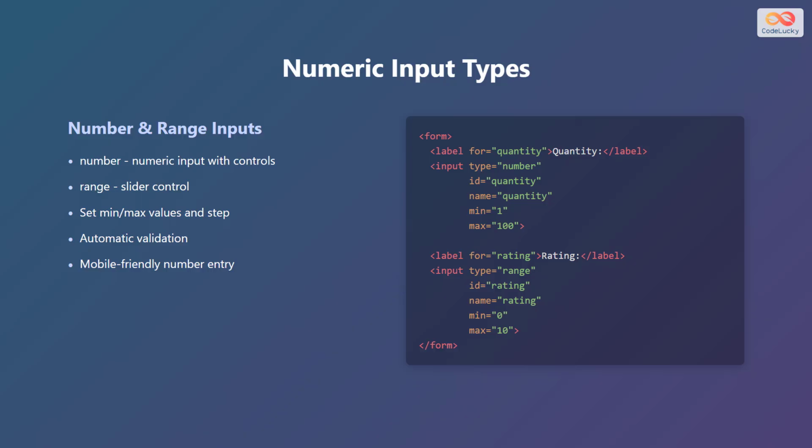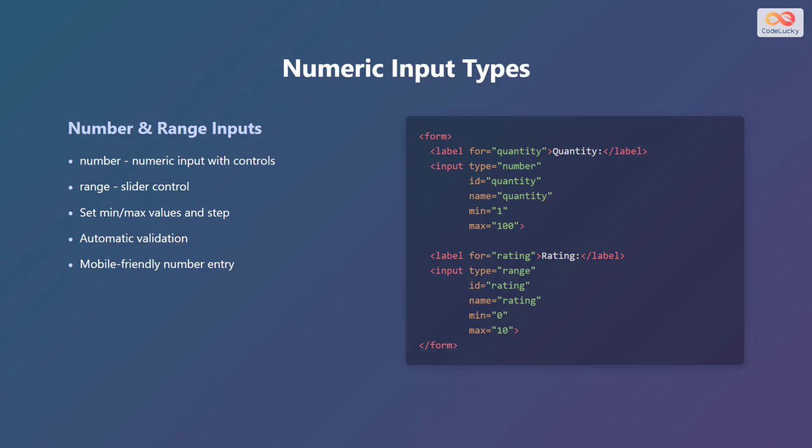HTML5 provides specific input types for numeric values. The number type is a numeric input with increment and decrement controls. The range type provides a slider control for selecting a value within a range. For both these types, you can set minimum and maximum values in a step. These inputs have automatic validation to ensure that the entered values are within the specified range. These are mobile-friendly, enhancing the user experience on mobile devices.